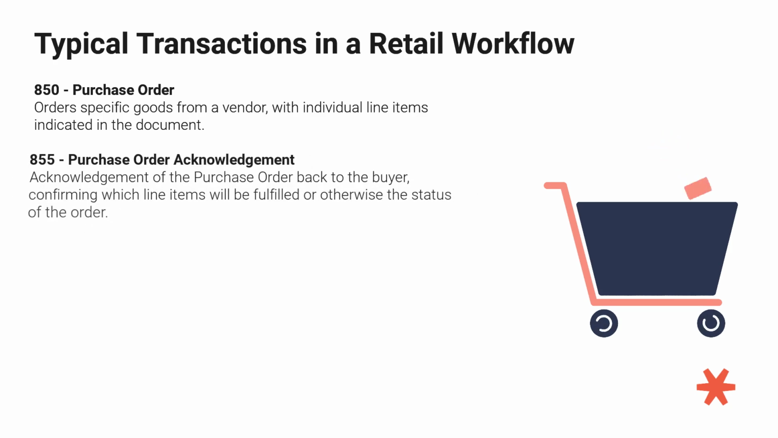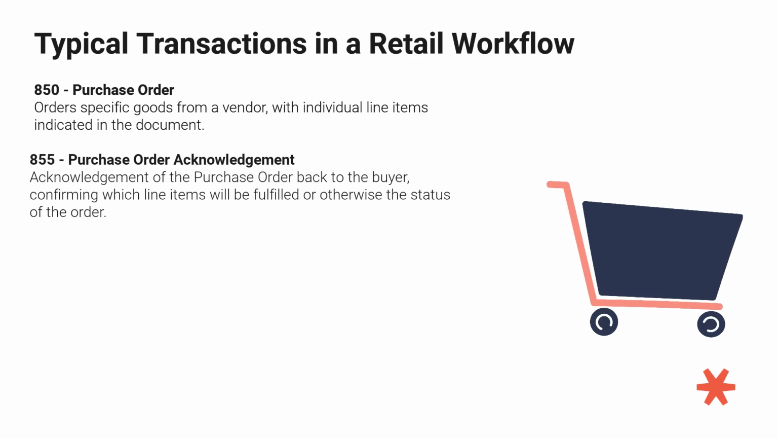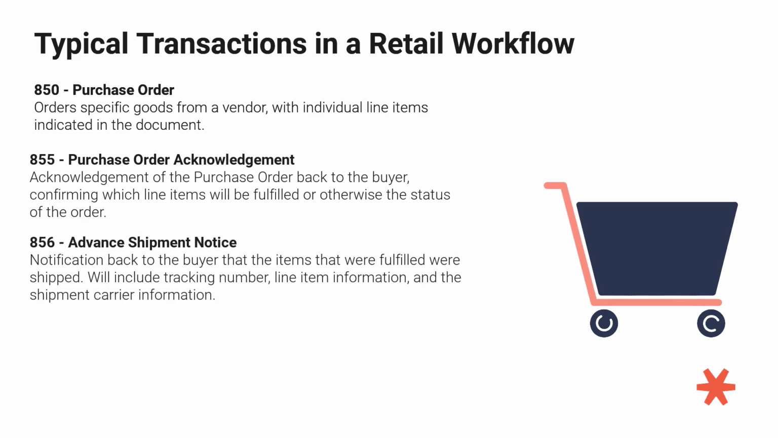An 855 or purchase order acknowledgement is sent back to the purchaser to confirm the order was received and to indicate which items will be fulfilled. An 856 advanced shipment notice is a notification back to the buyer that the fulfilled items were shipped. This will include the tracking number, line item information, and the shipment carrier information.